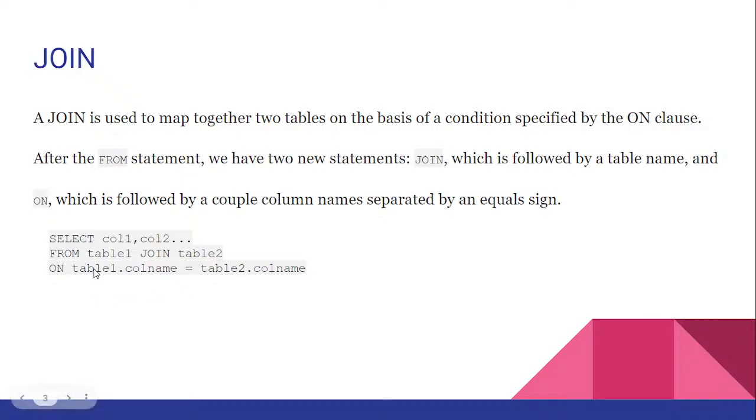That condition in this case is that the column name for table 1 should be equal to the column name of table 2. So how you access different columns when you have multiple tables is using the dot operator. So we'll write the table name dot column name. Okay. I hope this was clear and not too much theory. If it was, it won't be anymore.